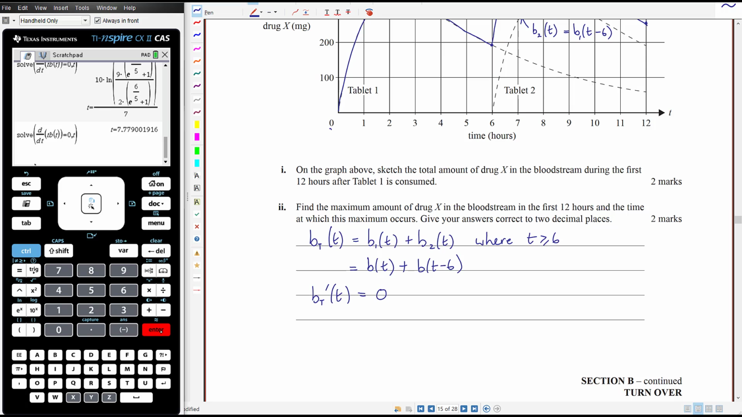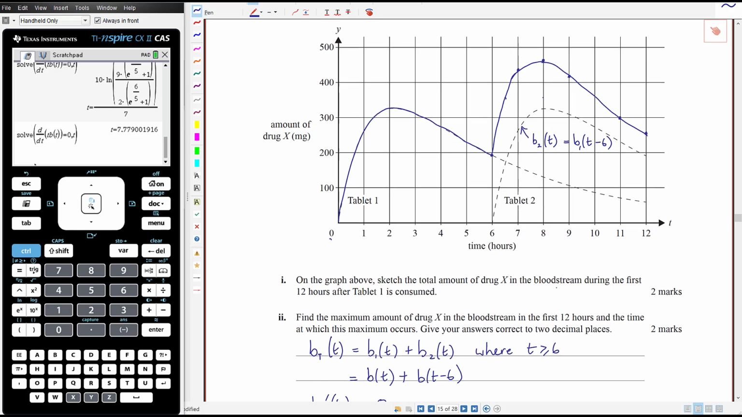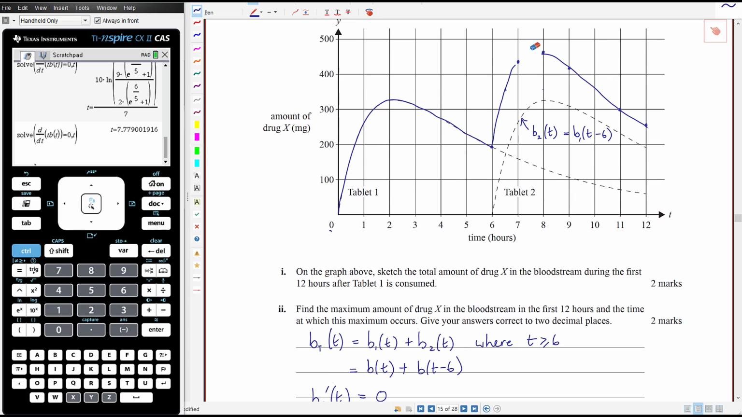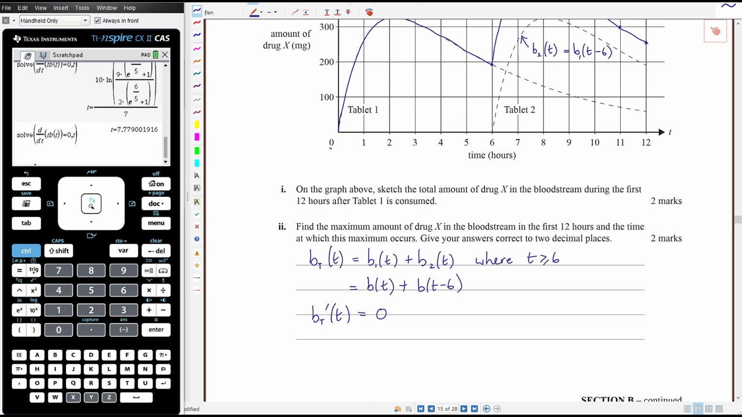Okay, we get a stationary point at 7.78, which seems to marry with what's happening with my graph. Actually I should be peaking, so I might just edit my graph here. It should be peaking a bit before that point. So it gets higher there and then it comes back down. So that happens when T is approximately, to 2 decimal places, 7.78 hours.